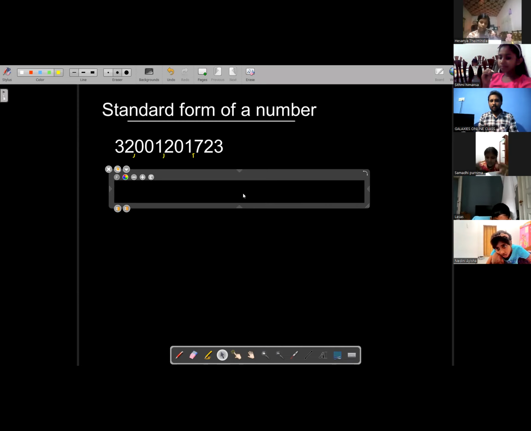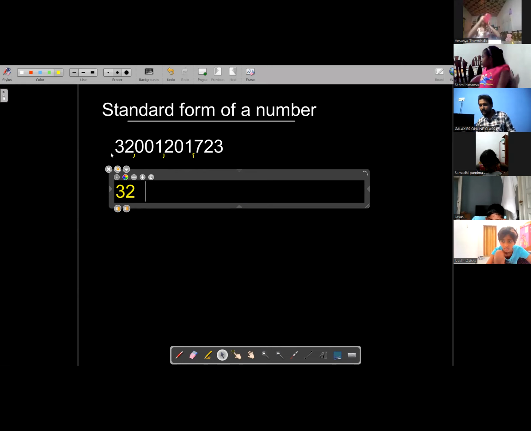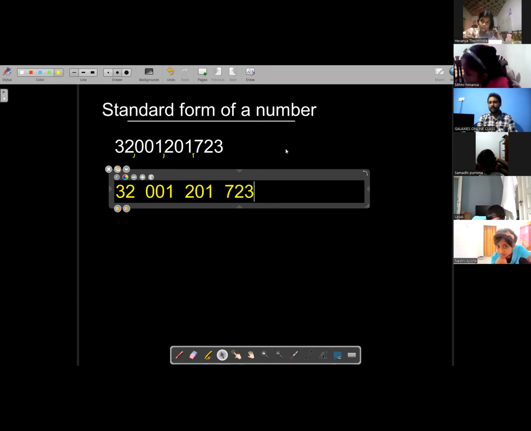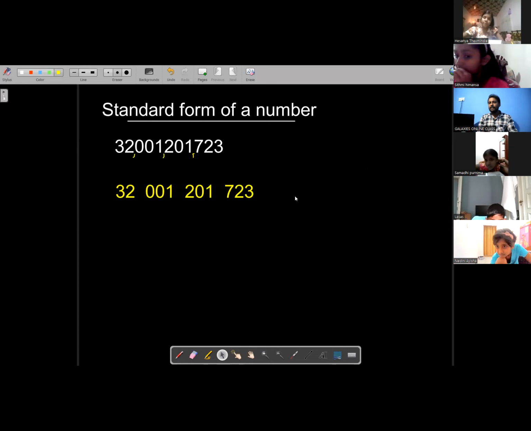Now look, what is the first period? There are 2 digits, no? This. Then you have to keep a little space. When you write in the square rule book, you can keep 1 square. Then write the next period, 001. Space. Next period, 201. Next period, 723. After writing the number separated into periods, it is known by the special name, standard form of the number.